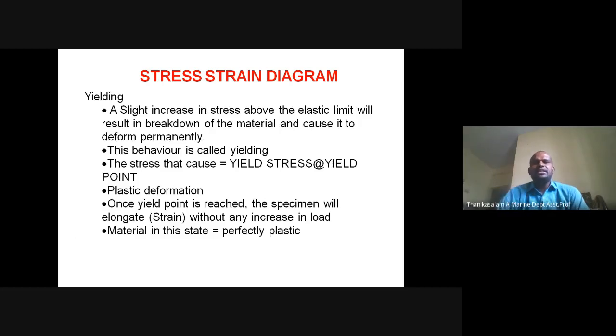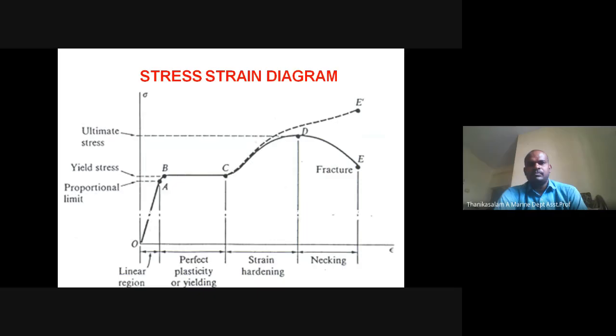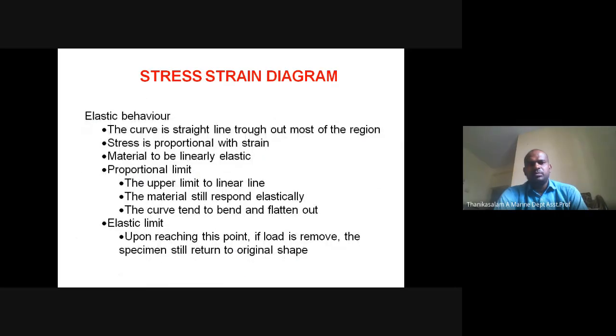Yielding. A slight increase in stress above the elastic limit will break down the material and cause it to deform permanently. This behavior is called yielding. Here, A to B we can also consider. At point A is the proportional limit.